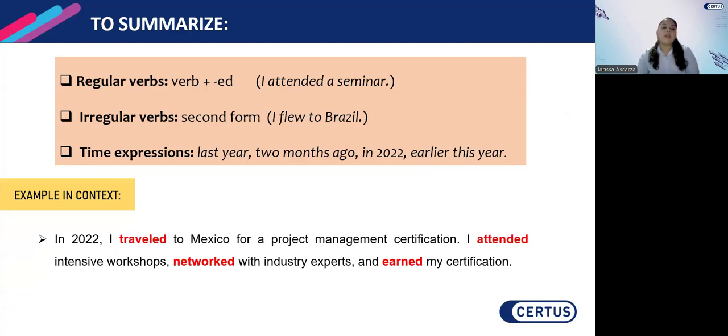Example in context, look. In 2022, I traveled to Mexico for a project management certification. I attended intensive workshops, networking with industry experts, and earned my certification. Are all of these verbs regular or irregular? They are regular verbs. Why? Because we are talking in the past, and most of them, or all of them, have the final ed, right? Traveled, attended, networked, earned, right?